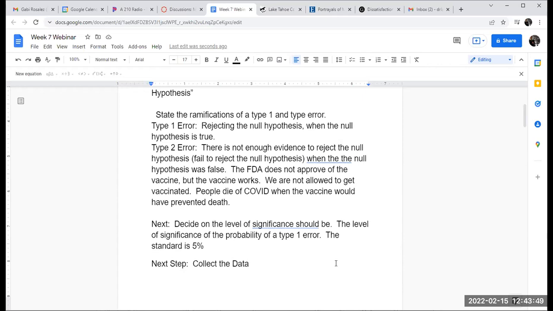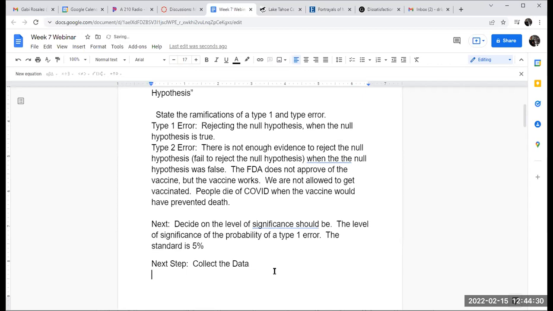Because with hypothesis testing, you make a decision when you're done. With confidence intervals, you state the interval and you say, here, there's a 95% confidence, so everyone knows what that means. Whereas with hypothesis testing, you're making a decision. You're putting someone in jail because you found them guilty. You're giving everyone the vaccine because you found that it was safe. You can't just change your mind later. So it's decision making. Any questions on the next step, collect the data, and the order in which you do things?